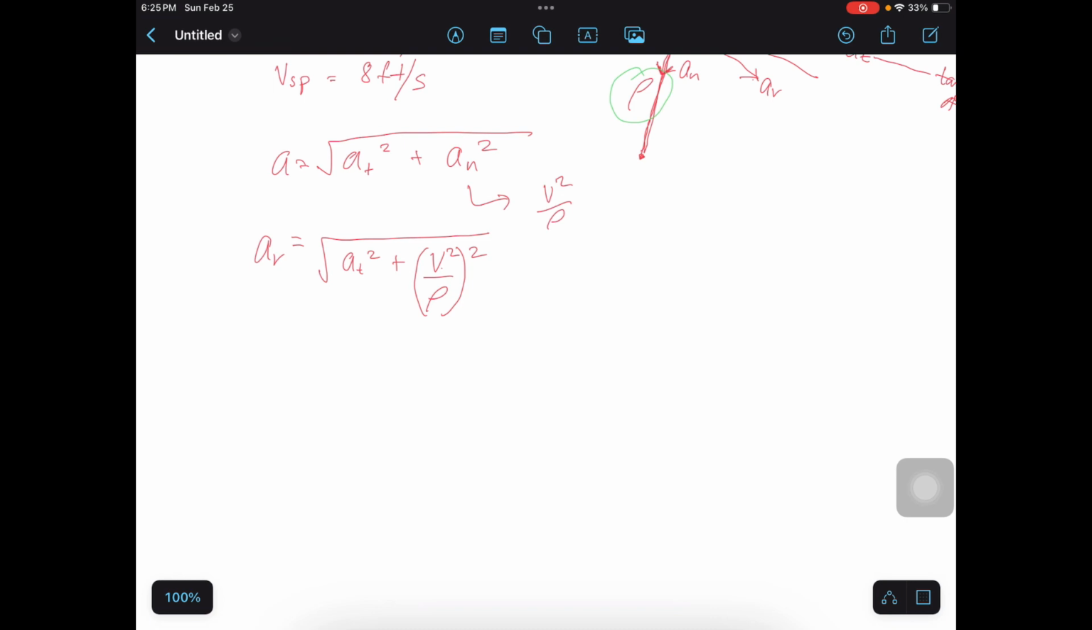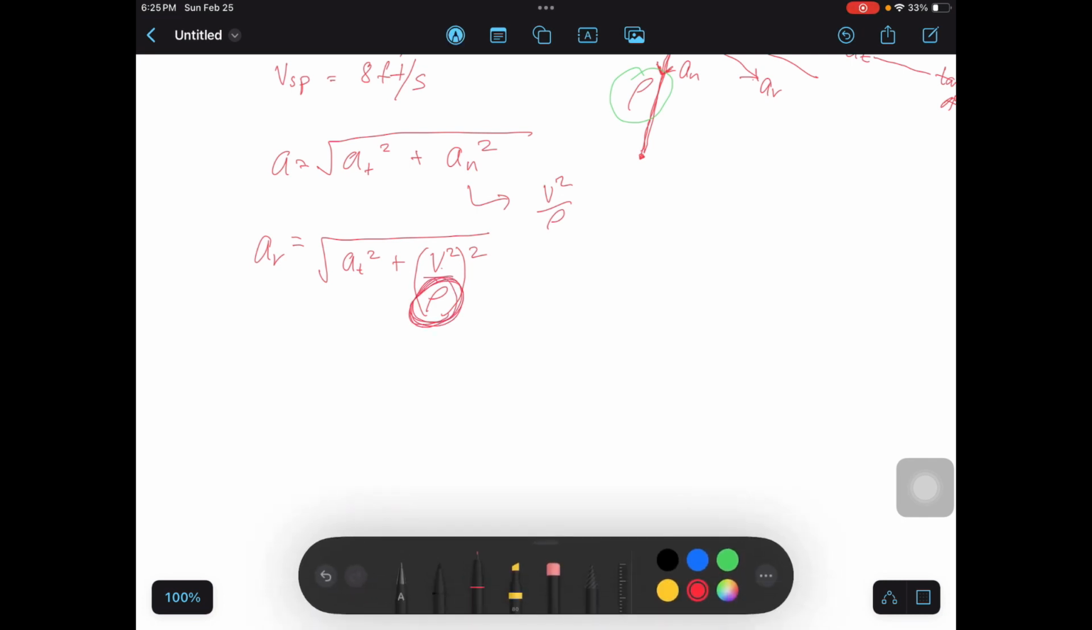wala kang AT, pwede mo naman kunin. But, ang missing lang natin is rho. Using this equation, pwede mo nang makuha si rho. Since given yung speed and yung AN makukuha mo by the given na resulting acceleration.